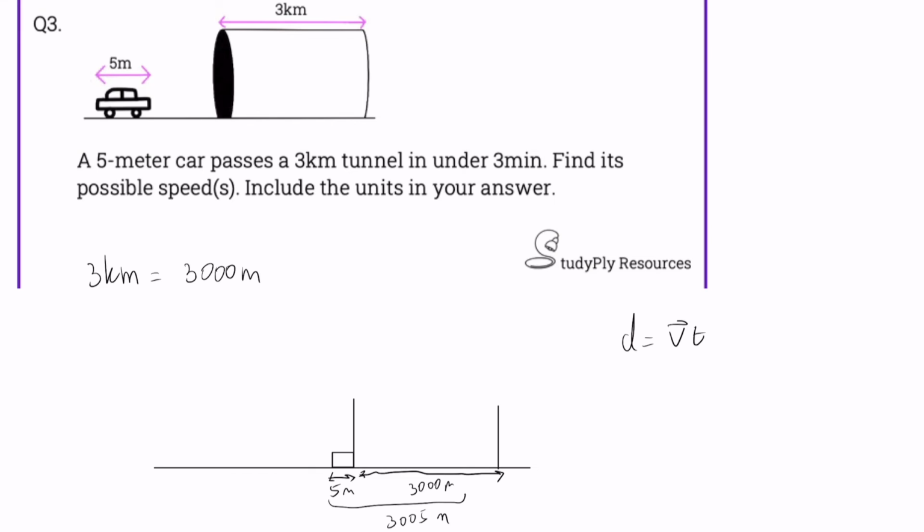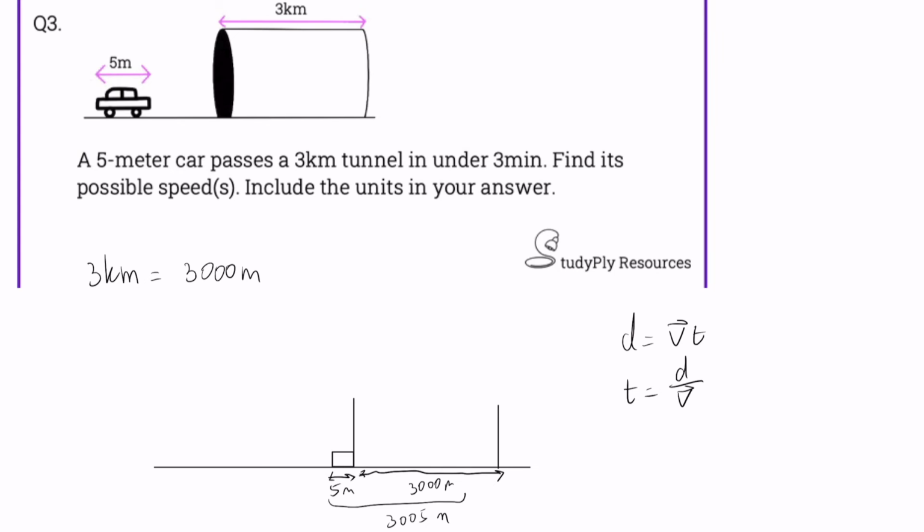So what we have to do is formulate an inequality. It says under 3 minutes. I'd like to rearrange this to make t the subject, just because it will be much easier to formulate an inequality when we are asked for under 3 minutes. So time is equal to distance divided by speed or velocity.